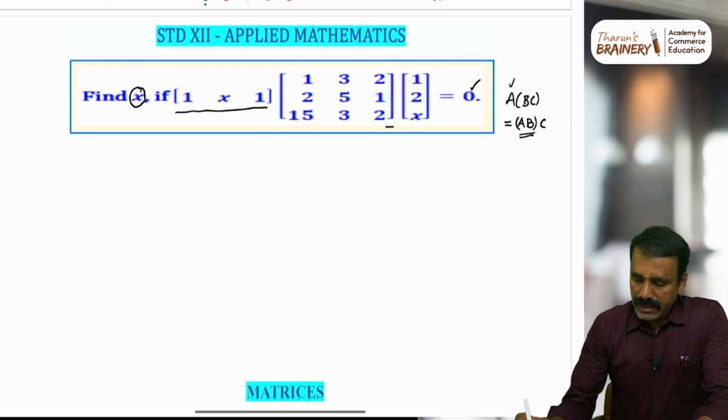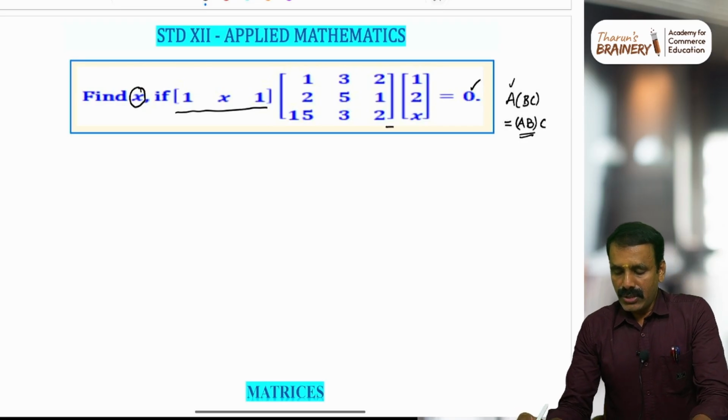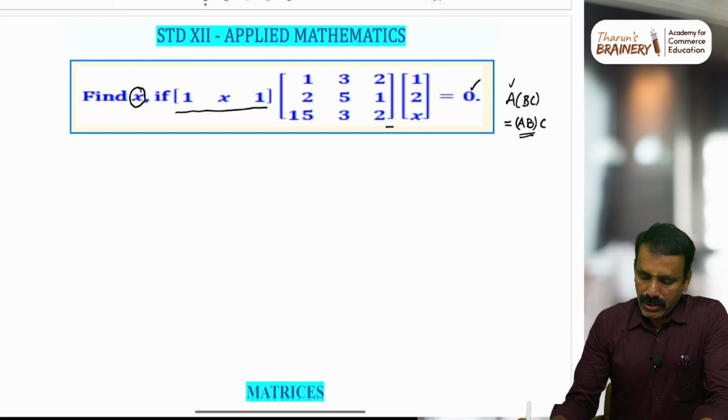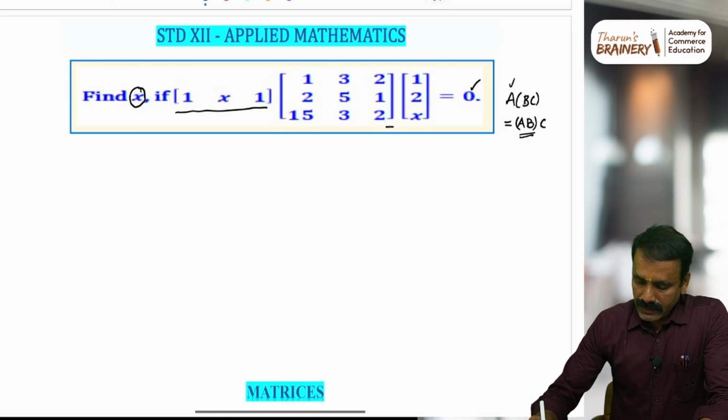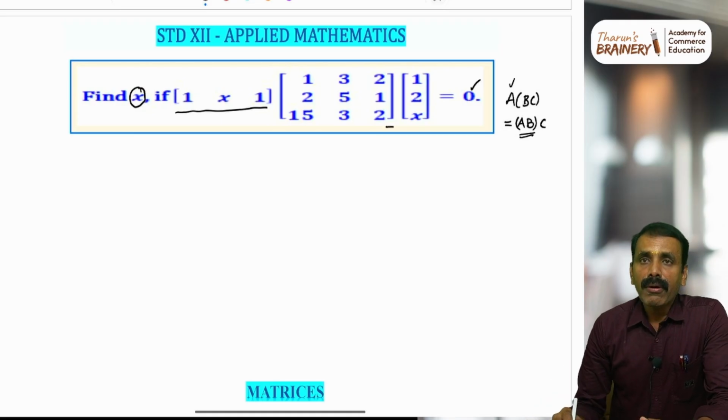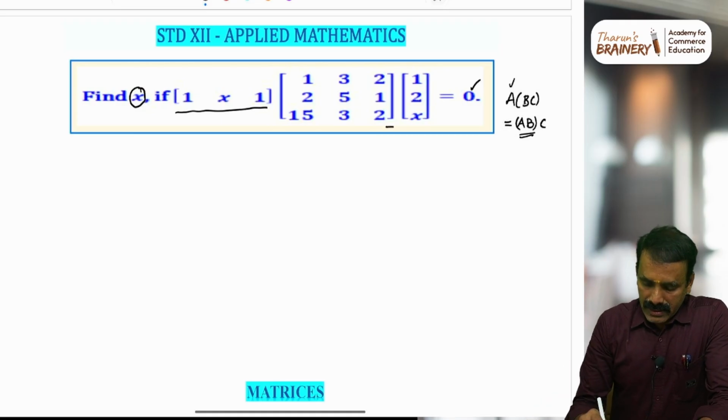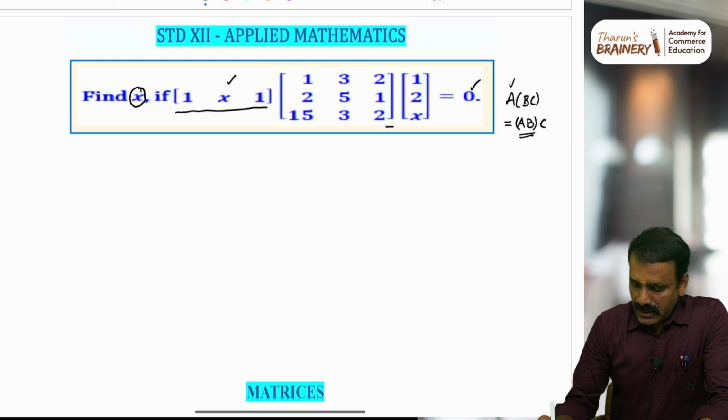Okay, but our ultimate aim is going to find the value for x. It is going to be a 0 matrix, a null matrix. So first, whether the product is possible or not, we will check it. The first matrix is of order 1 by 3, 1 row, 3 columns. I am going to multiply it with a 3 by 3 matrix. So A into B is possible. On finding the product, I am getting a matrix of order 1 by 3.